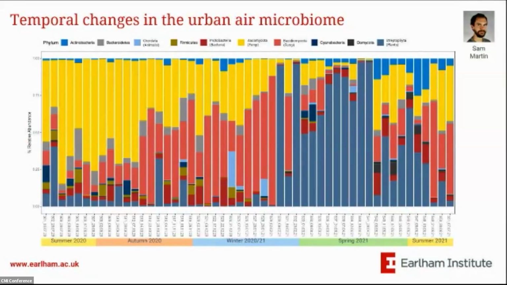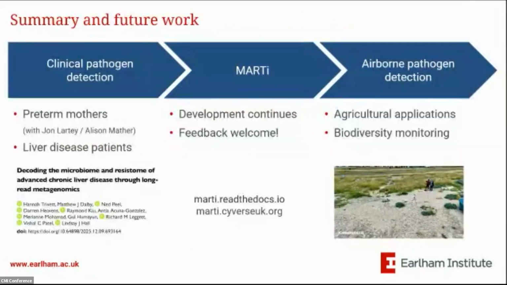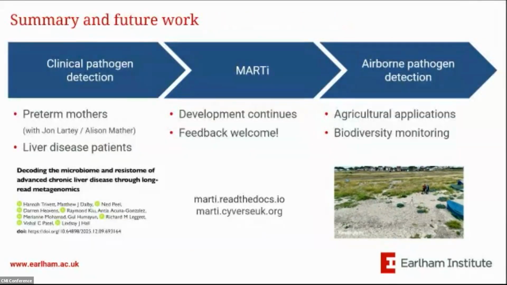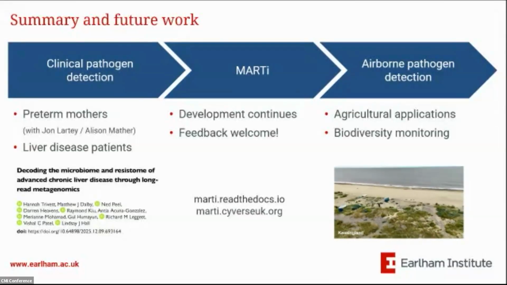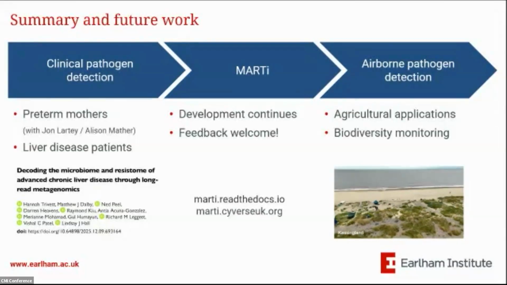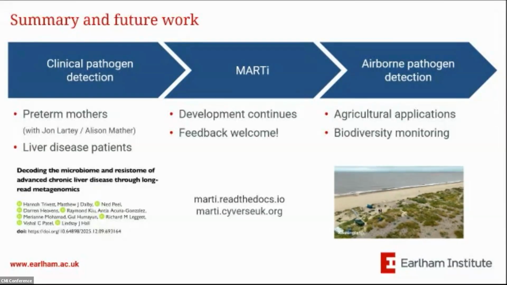So in spring, we see what we detect dominated by plants with all the pollen in the air. And then at other times of the year, it's fungi, it's Ascomycota, in the summer moving to Basidiomycota in the autumn. I've run out of time, but hopefully you've got an idea of the ways we're using nanopore sequencing in these pathogen detection applications.